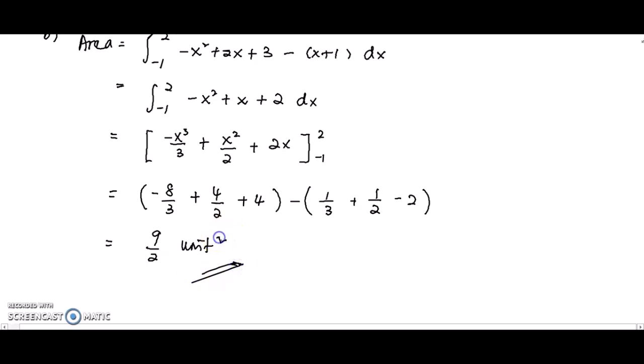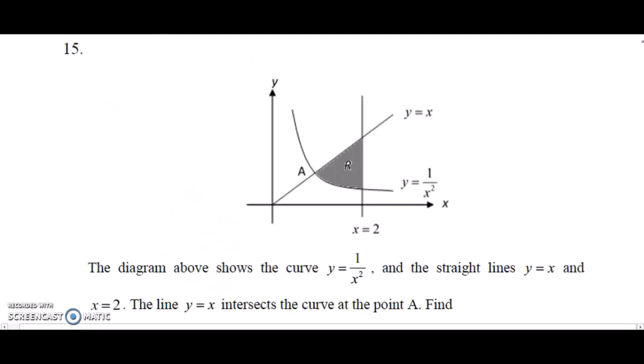Okay, this is the answer. Now we move to the next question. So consider this is a graph. We have a curve y equals to 1/x squared, and the straight line y equals to x, and a vertical line x equals to 2.